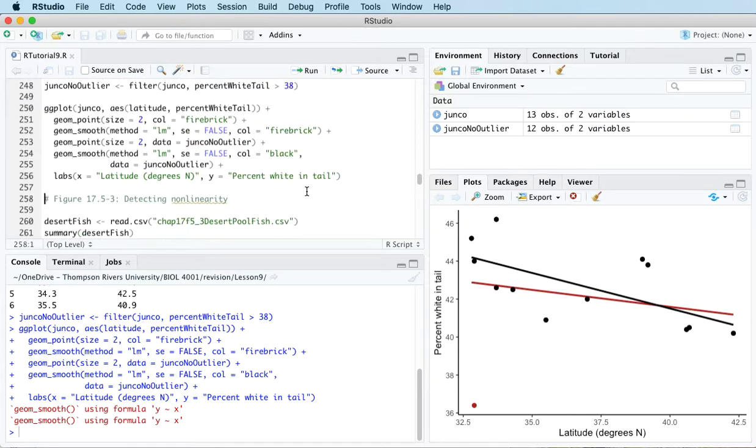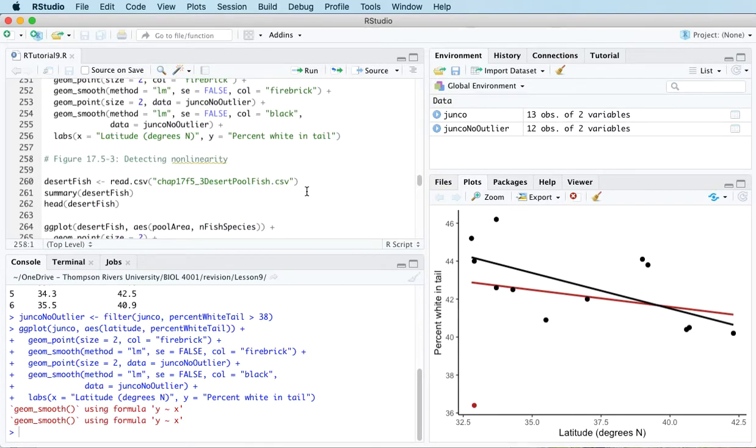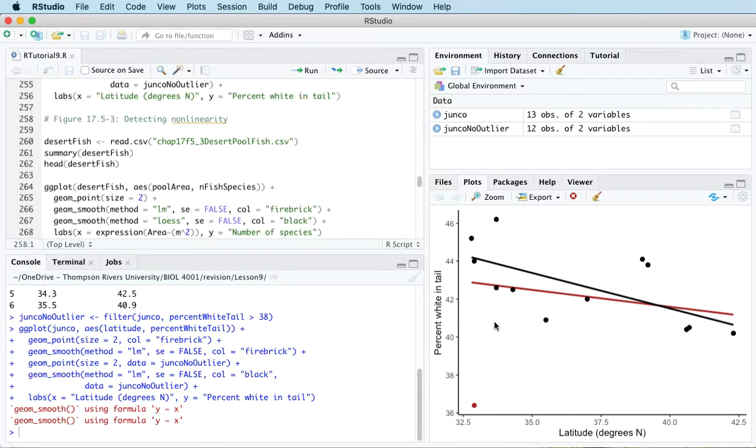Okay, so that's one thing to look out for: an outlier. An outlier, technically, in simple linear regression, is when the value for the response variable is very different from what we might predict. Okay, let's look at another example.